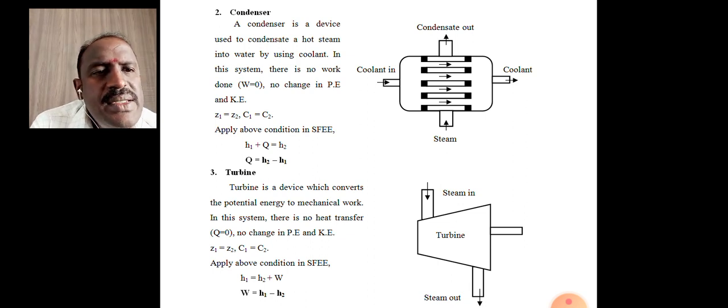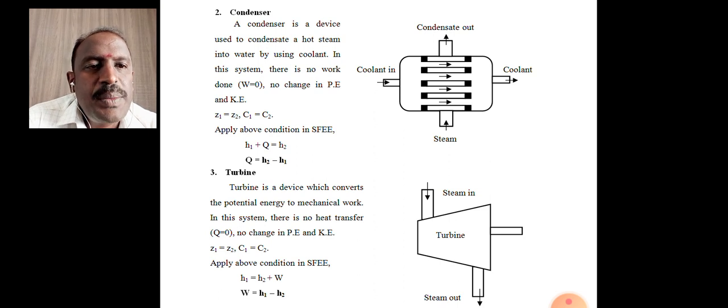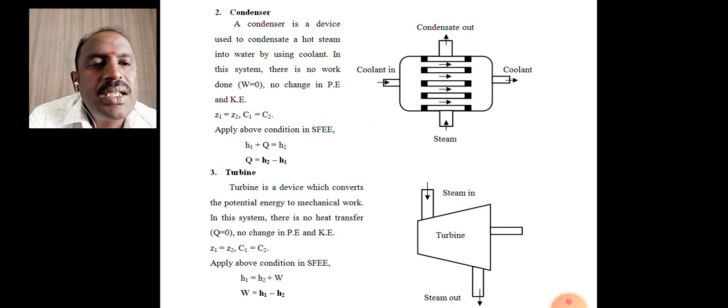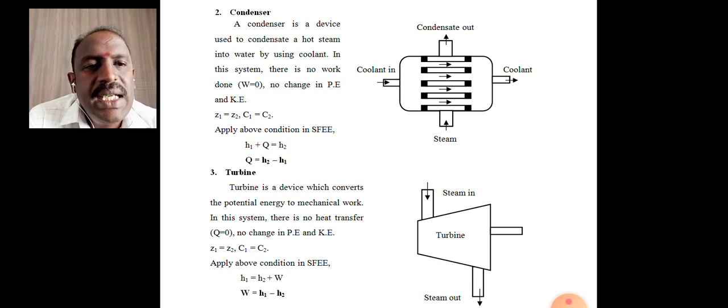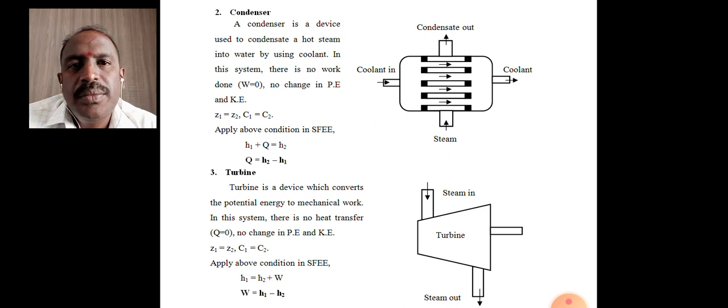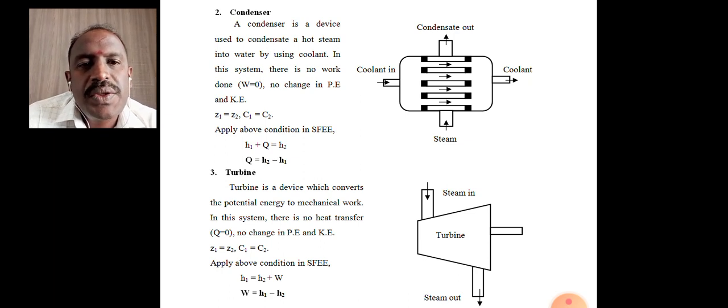The next one is the turbine. The turbine is the conversion of potential energy into mechanical energy, and it is the expansion process. The high pressure steam enters the turbine. When it is leaving the turbine, it will be at low pressure. During the expansion process, we are extracting the work output. So the heat transfer will be 0, and the turbine is kept at the same datum, so Z1 equals Z2, and the velocity throughout the turbine is constant, so C1 equals C2.